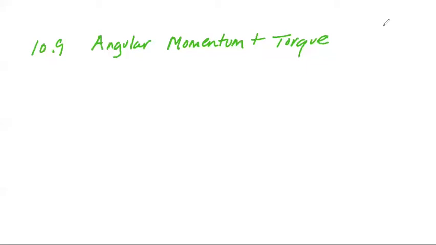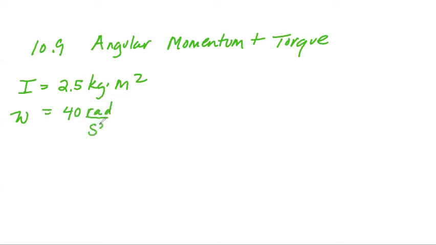10.9 is angular momentum and torque. And it reads, a turbine fan in a jet engine has a moment of inertia of 2.5 kilograms times meters squared about its axis of rotation. So I is going to equal 2.5 kilograms times meters squared. As the turbine starts up, its angular velocity is given by omega equals 40 radians per second cubed times t squared.